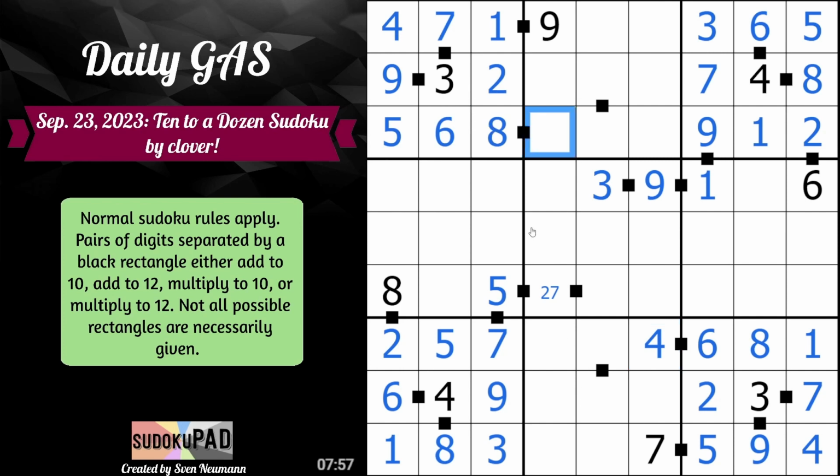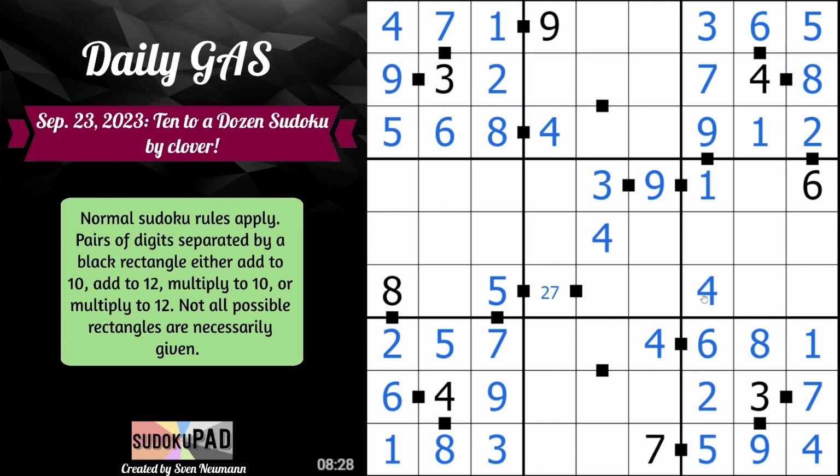I guess we should do the same thing here. 8 needs to add to 10 with 2. Can't be 2, so it must be 4 to add to 12. And then I guess 4 needs to go somewhere here, but can it ever go here? I don't think so, because it can never multiply with 2 or 7 or add with 2 or 7 to make any of the numbers we need. So I think 4 goes here, right in the center, right in the middle.